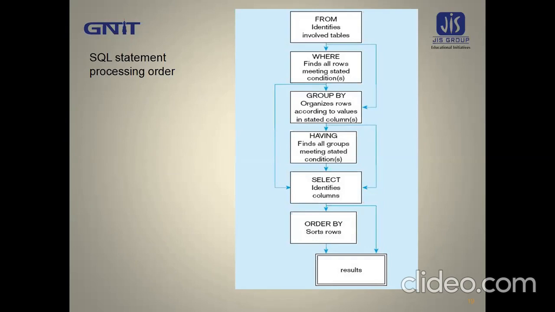Group by clause organizes rows according to values in stated columns. Having clause finds all groups meeting stated conditions. And select identifies the columns.